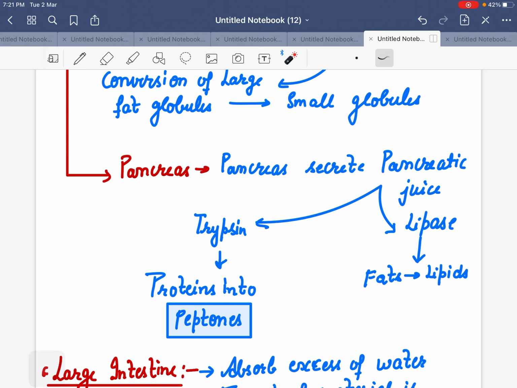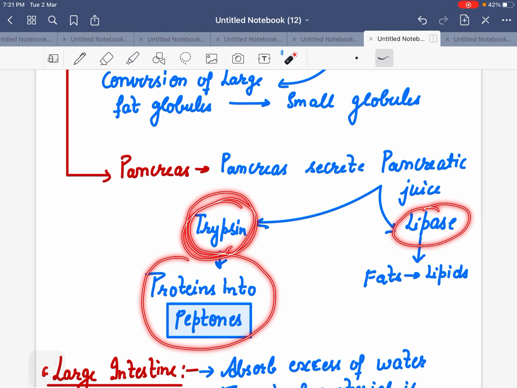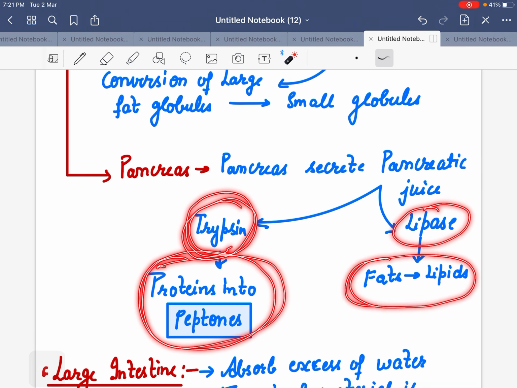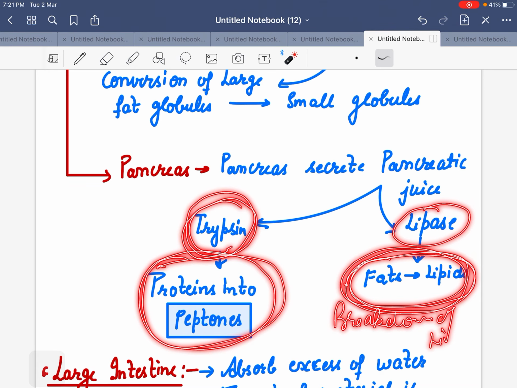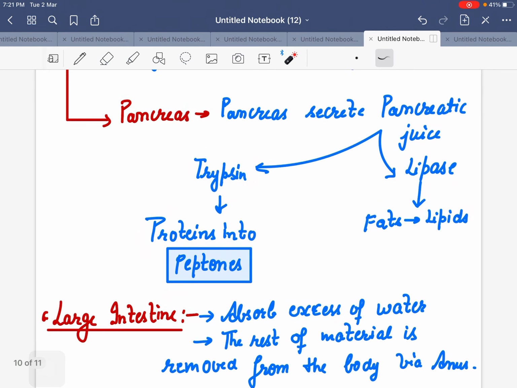So the pancreas has pancreatic juice, and this has two enzymes, trypsin and lipase. Trypsin also helps in the breakdown of proteins into peptones. Lipase is for the breakdown of fats. What is lipase used for? Breakdown of lipids or fats.